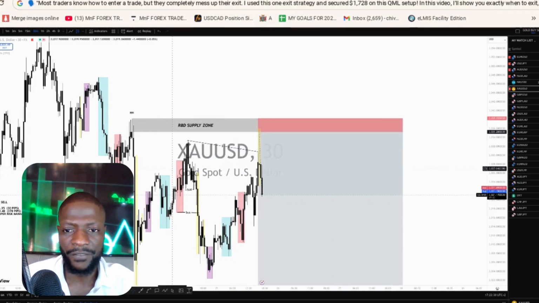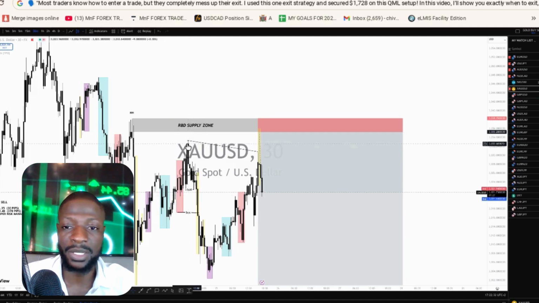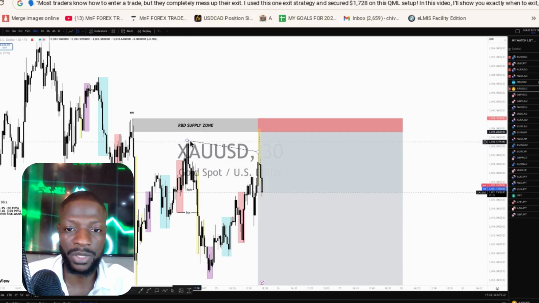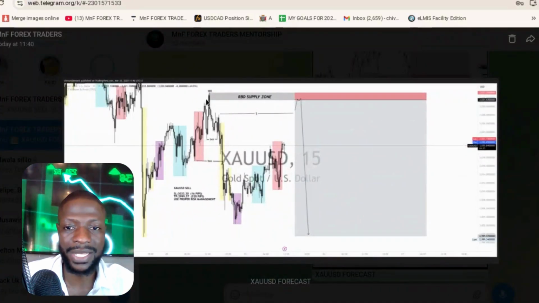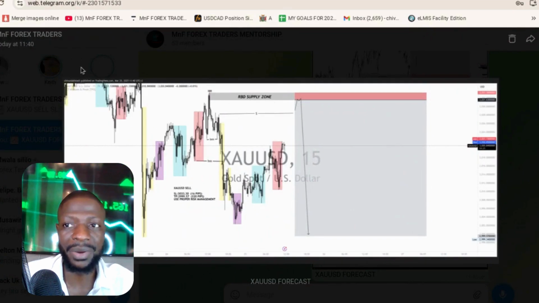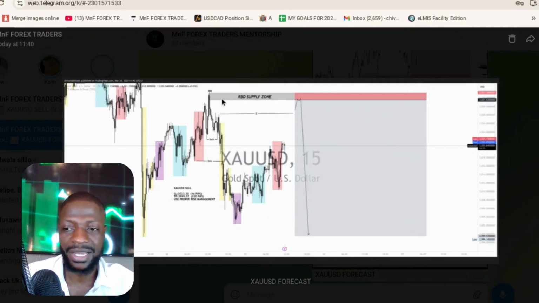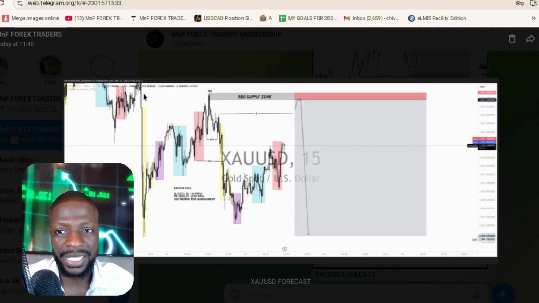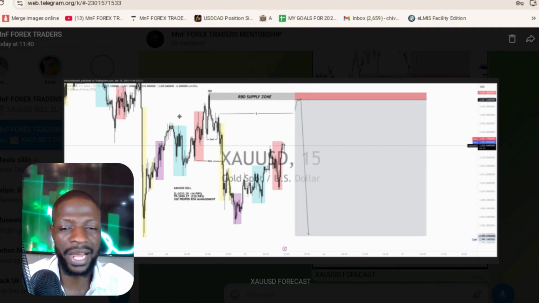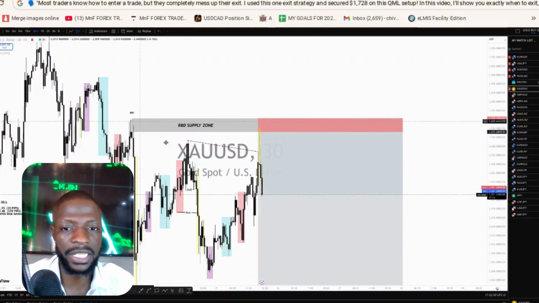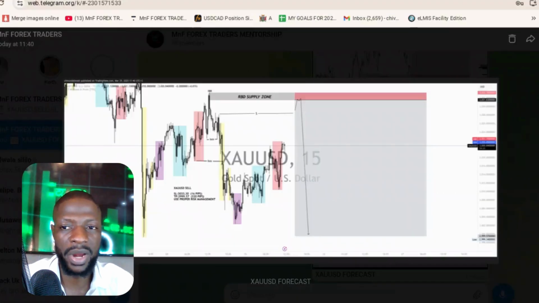So you can see the first one I was looking to sell this gold trade from was here. Once this level was invalidated, guys, don't get married to trade ideas. These are just trade ideas. You can see that there was another level on top right here. Once this was invalidated, I had to go to the other zone right here, and this is where we entered the sell. Let me show you right now.